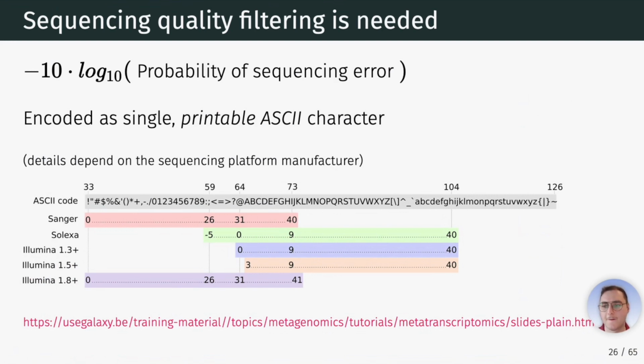Depending on the manufacturer of the sequencing machine we used, they use a printable interval from the ASCII code characters to represent the -10 times log of these probabilities, to determine if that is a trustworthy nucleotide that was sequenced or not. So we have to first process the raw sequencing data to get rid of potentially wrongly sequenced or highly probable erroneous sequencing reads.